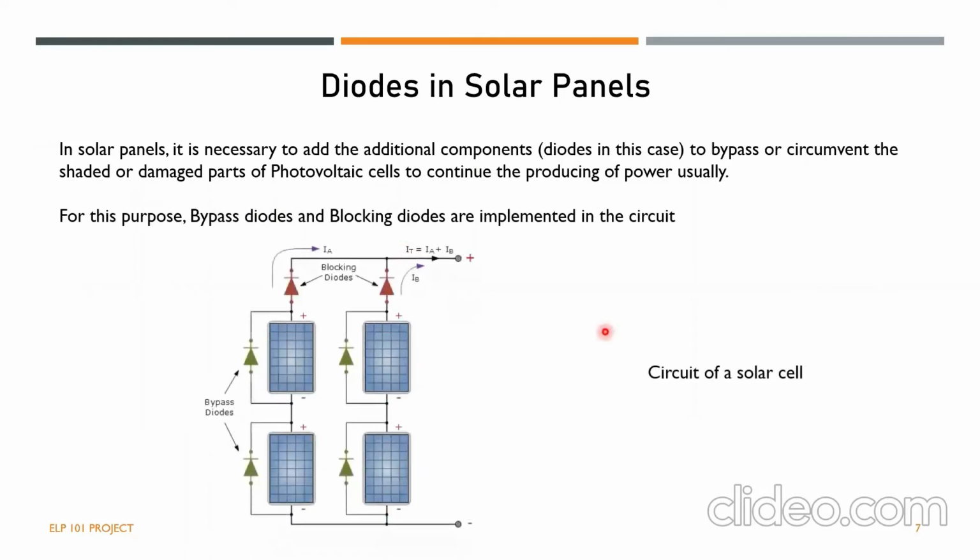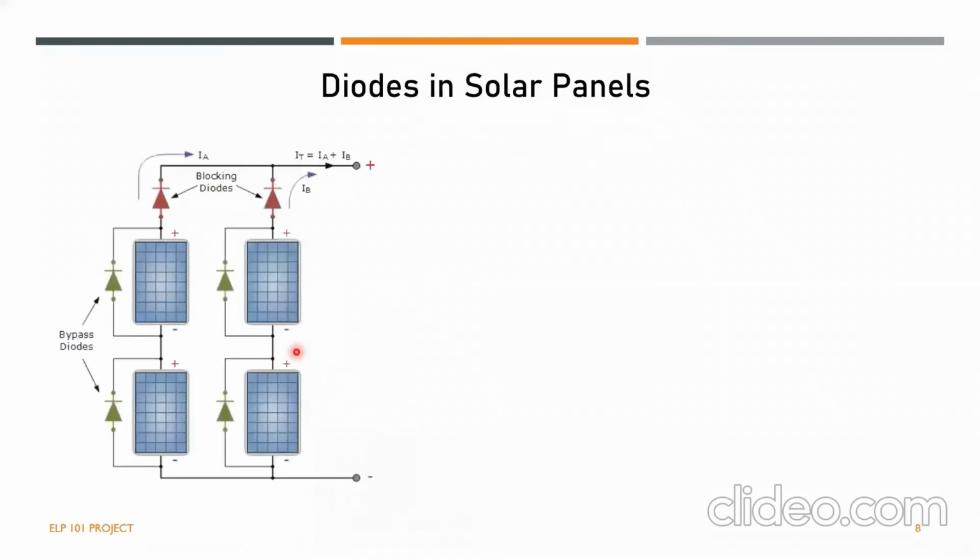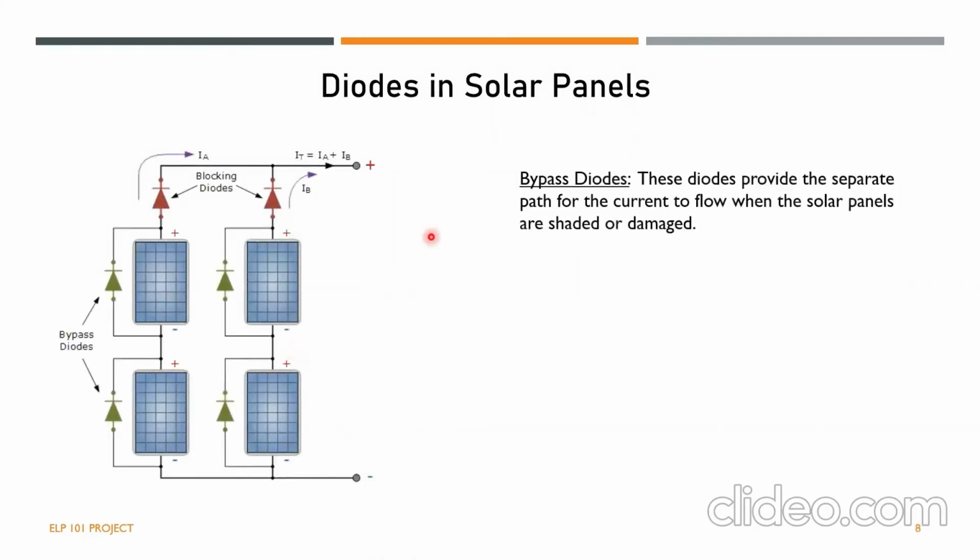The figure represents a circuit of a solar cell where we have the bypass diodes connected in parallel to the solar cell, and we have the blocking diodes implemented in the series combination of the photovoltaic cells. So let's understand the working of this circuit in a better light. The bypass diodes are essentially the diodes that provide a separate path for the current to flow when a certain solar panel is shaded or damaged.